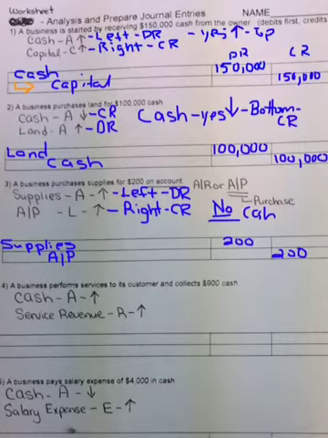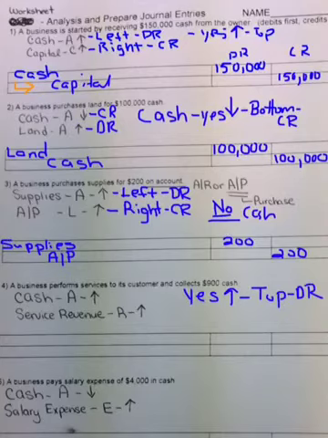is that a business performs services to its customers, collects $900 in cash. So what we saw is that cash was increasing. And so here we can ask about cash. Is cash involved? Yes, it is. What's happening to the cash? Well, my cash balance is going up, which means that cash will be on the top. That is going to be my debit. So I could use the cheat there. Don't have to go through and analyze the rest of the account. That's really all the analysis that I have to do.